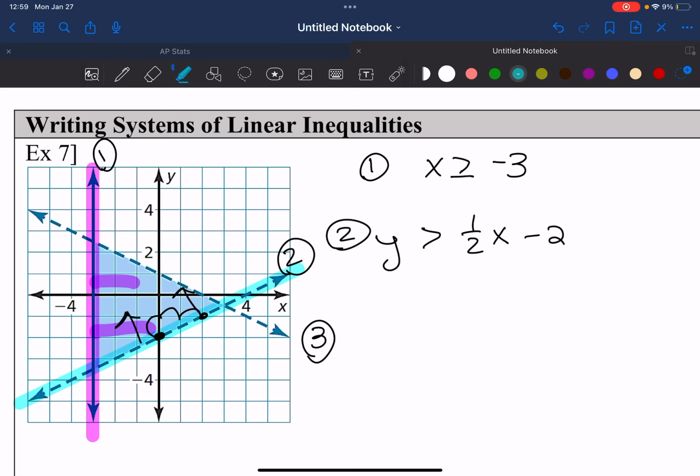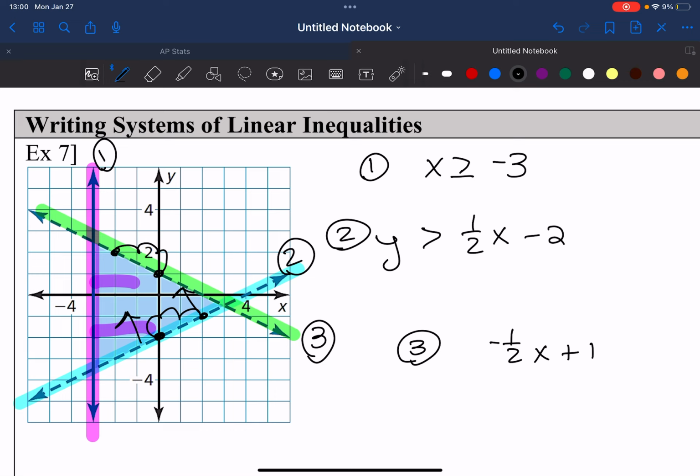Lastly, I have the third line right here. I'm first going to do the y-intercept, which is at 1, so plus 1. And then I'm going to find the slope. So this is up 1, right 2. So this is a -1/2 x. And since this is getting shaded down, this is going to be y is less than -1/2 x plus 1.